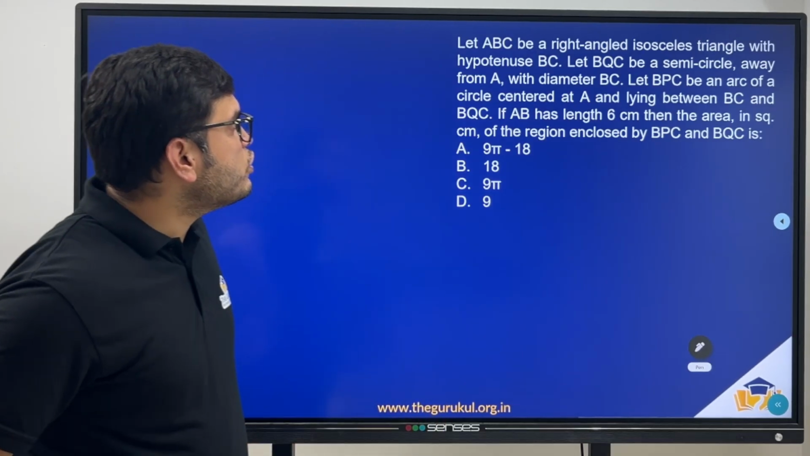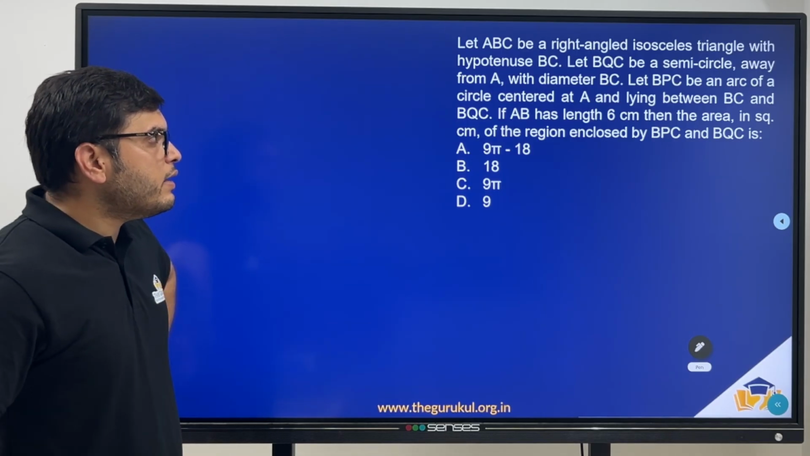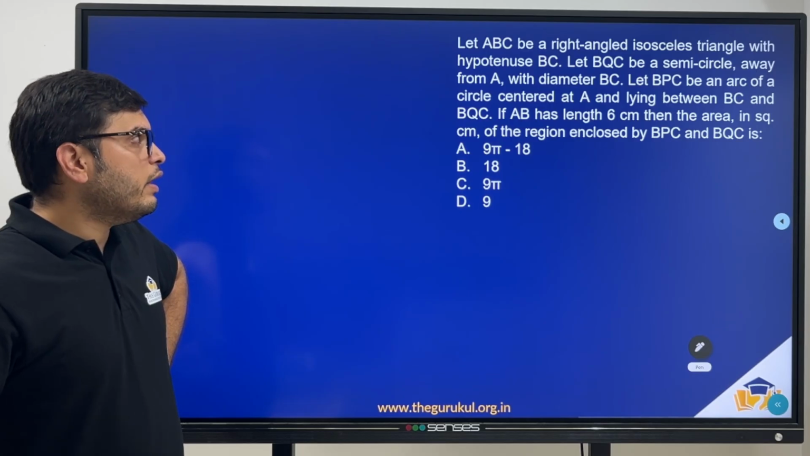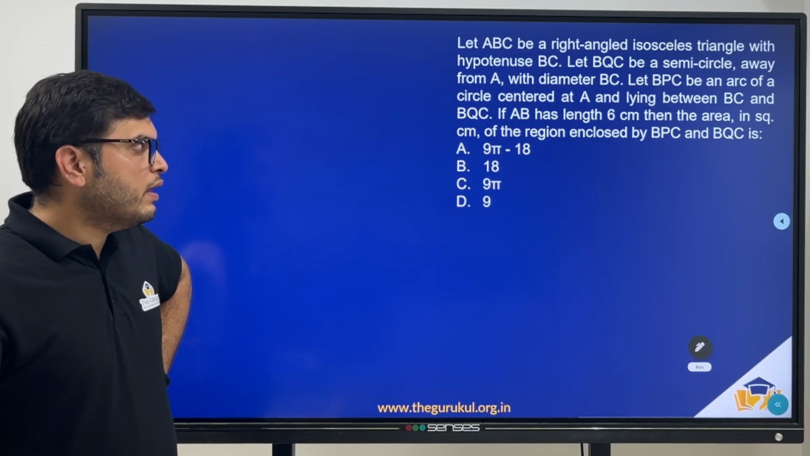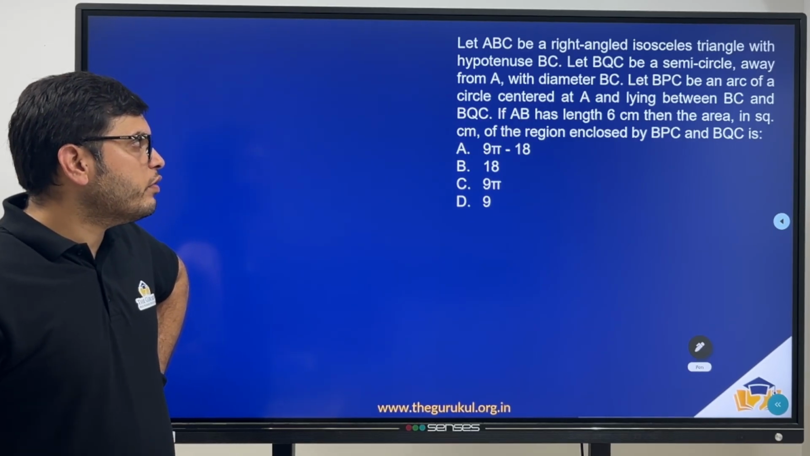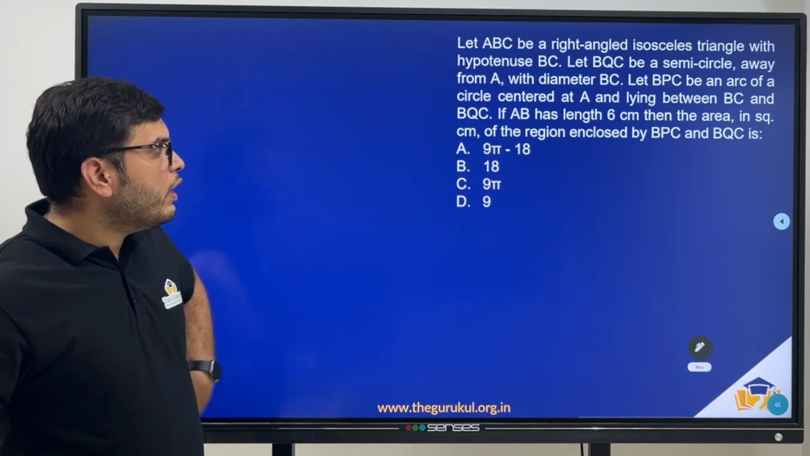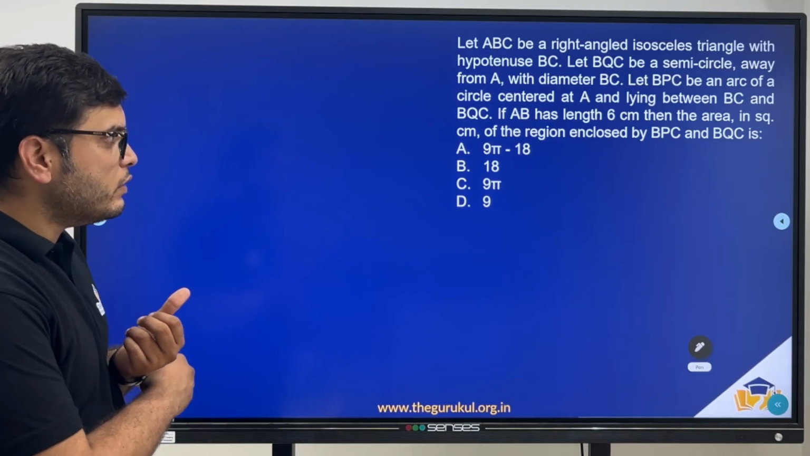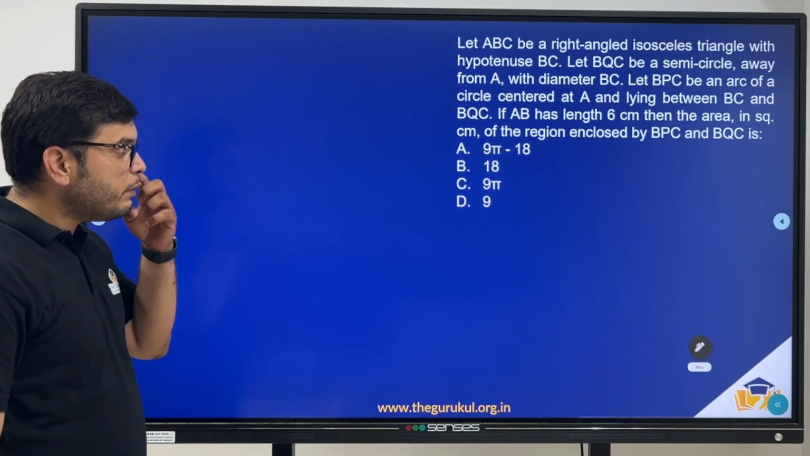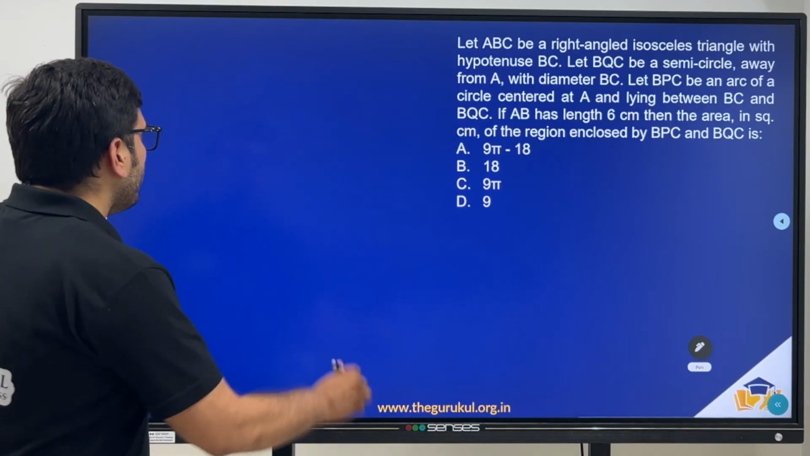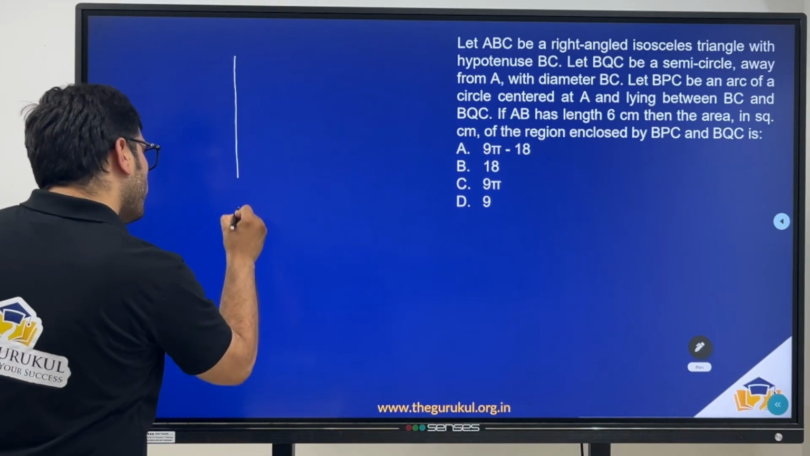Now coming to the last question, let ABC be a right angle isosceles triangle with hypotenuse BC. Let BQC be a semicircle away from A with diameter BC. Let BPC be an arc of a circle centered at A and lying between BC and BQC. If AB has length 6 centimeters, then the area in square centimeters of the region enclosed by BPC and BQC is. Now first let's understand what's given in the question.